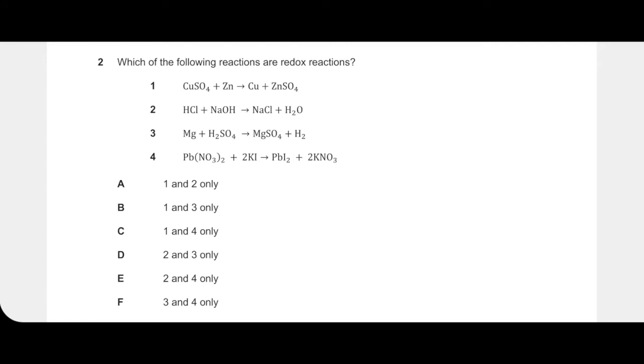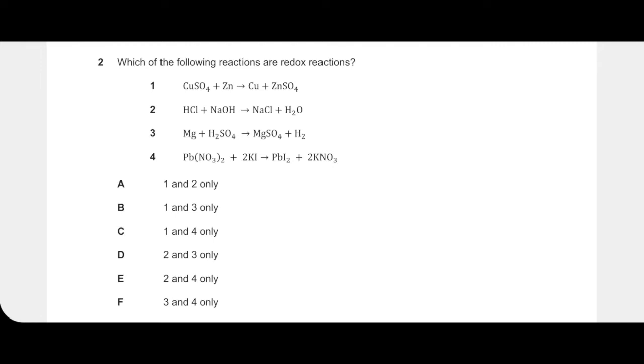Question number 2. Which of the following reactions are redox reactions? 1. CuSO4 plus Zn goes to Cu plus ZnSO4. 2. HCl plus NaOH goes to NaCl plus H2O. 3. Mg plus H2SO4 goes to MgSO4 plus H2. 4. Pb(NO3)2 plus KI goes to PbI2 plus KNO3.